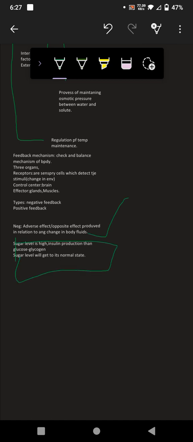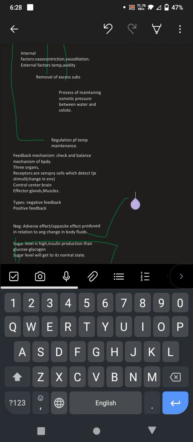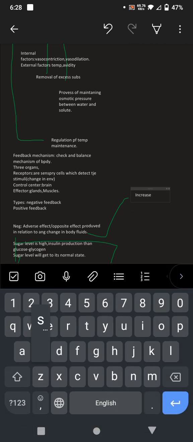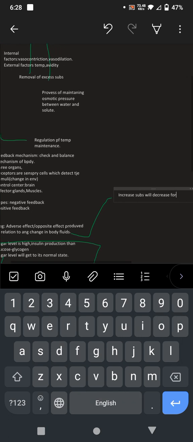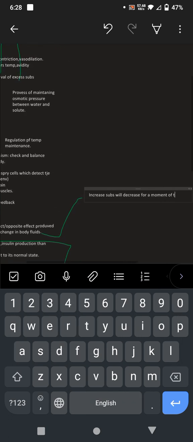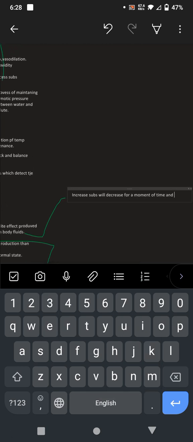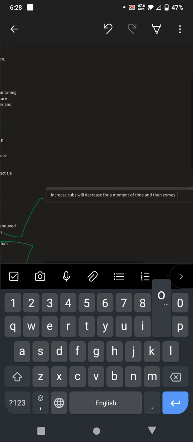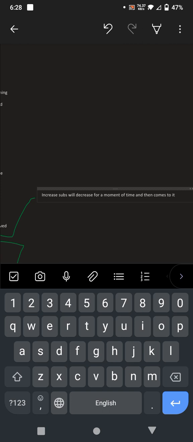Let me just write it over here, that an increased substance will decrease for a moment of time and then come to its normal state.